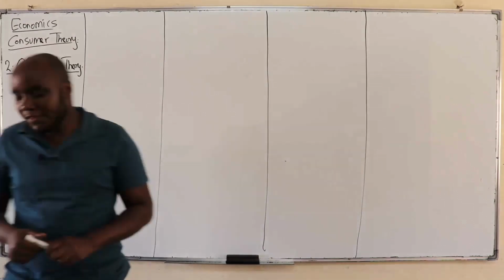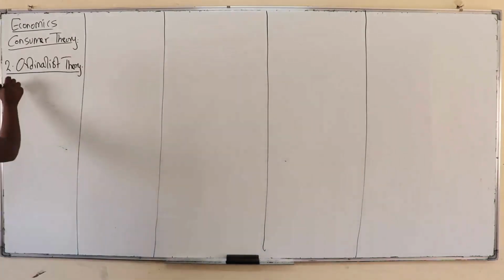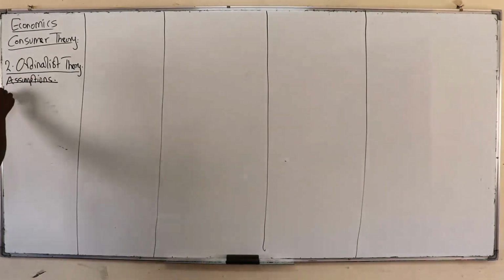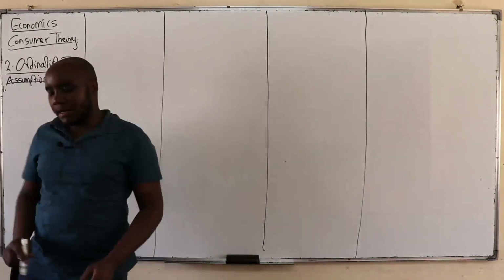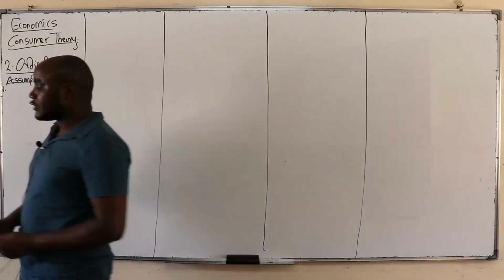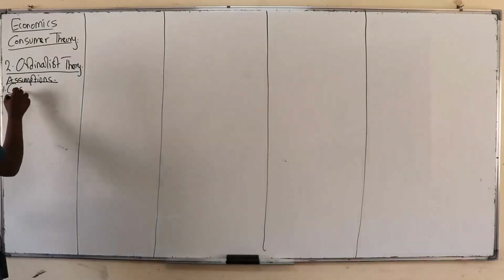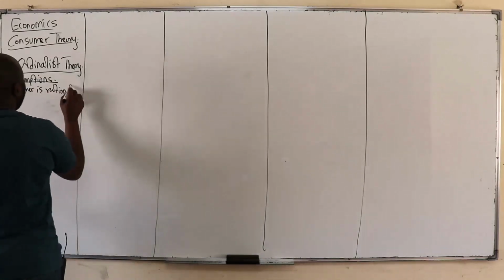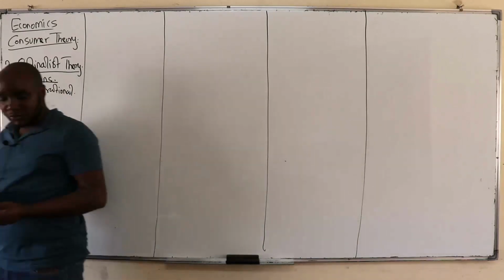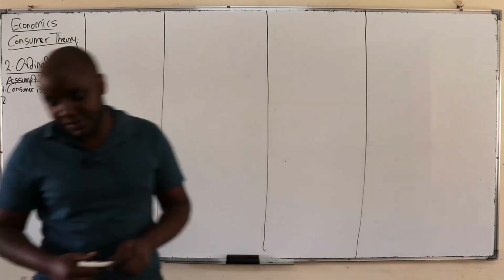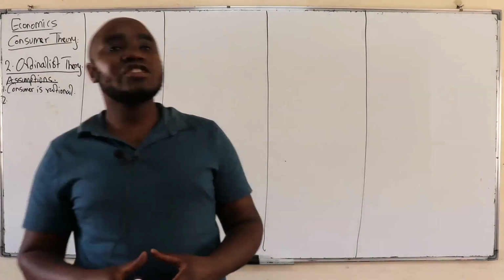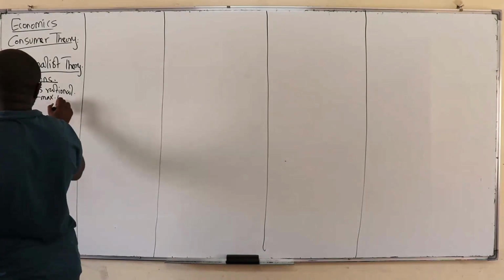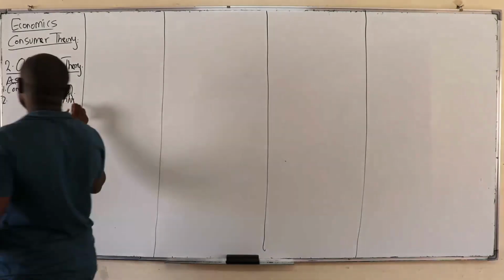But before then, let's talk about the assumptions in the ordinalist theory. Number one is that the consumer is rational, or rationality. In such a situation, the consumer is trying to maximize his utility. Are you together? To maximize his utility. That's all about rationality.